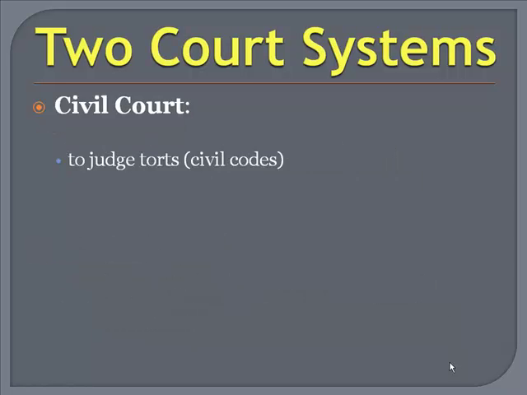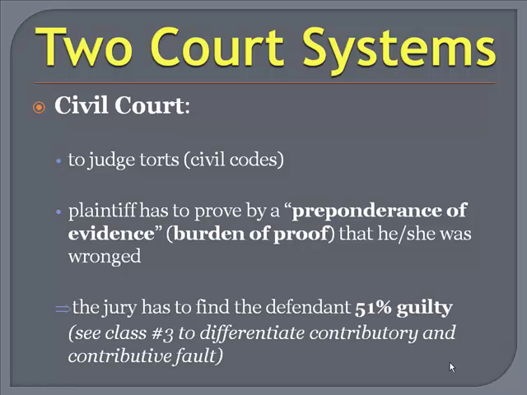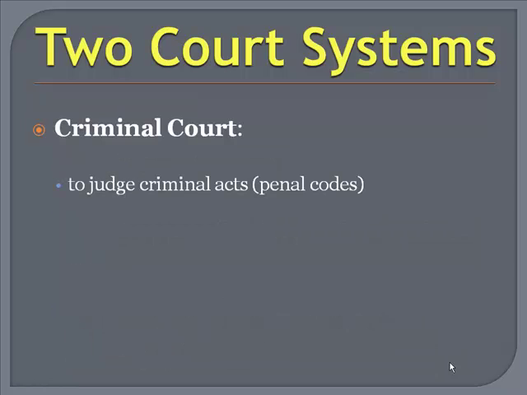So in the civil court, you judge the tort with the civil code. The plaintiff has to prove by a preponderance of evidence, or a burden of proof, that he or she was wronged, and the jury has to find the defendant at least 51% guilty. Okay. So as well as for the negligence, you have to make a difference between contributory and contributive fault.